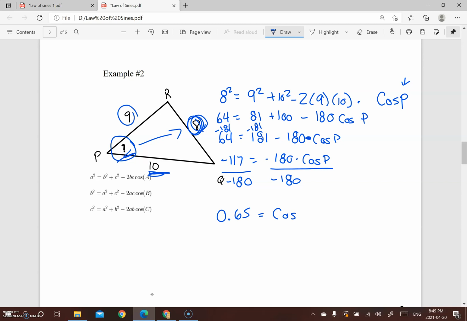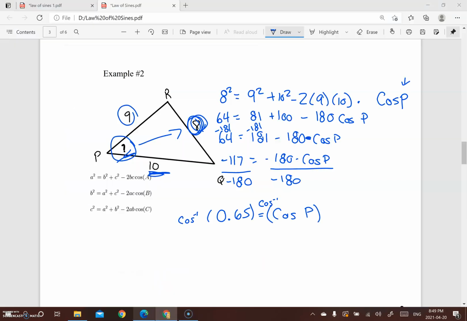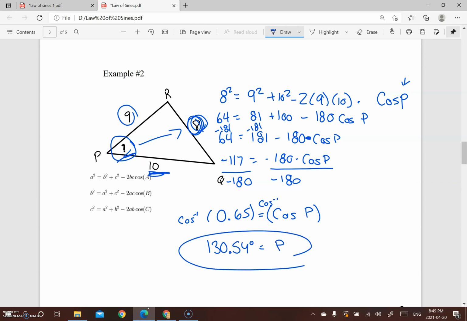And it is that small decimal, and the reason why is because I have to do the inverse of cos, which is cos negative 1. So there's my inverse of cos. So back to my calculator, I have to do the inverse of cos of my answer, and I get 130.54. And that is my angle.